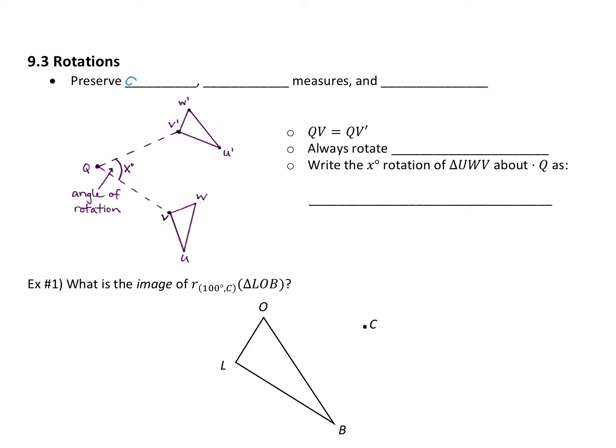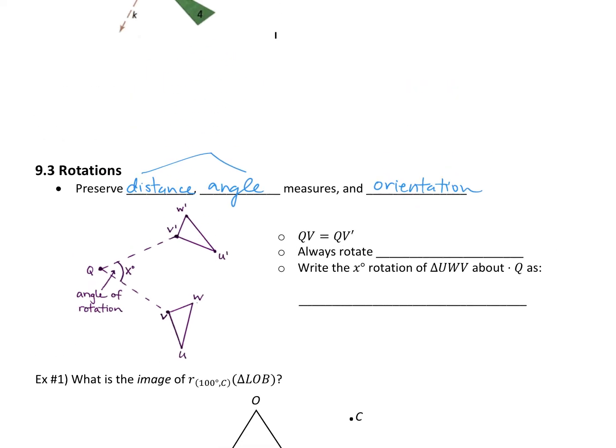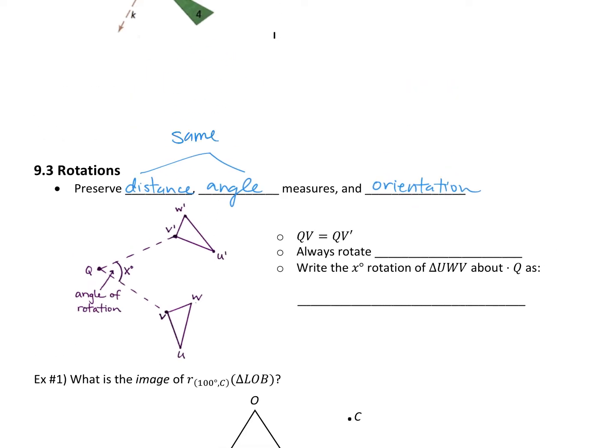Rotations preserve distance, angle measure. Oh, I already wrote measures there. That's just angle. Distance, angle measures, and orientation. Meaning they're going to be the same size and shape, right? That's what distance and angle measure did. And then remember, orientation said if you're naming it clockwise, you're going to keep naming it clockwise if it has the same orientation. So rotations have the same orientation.